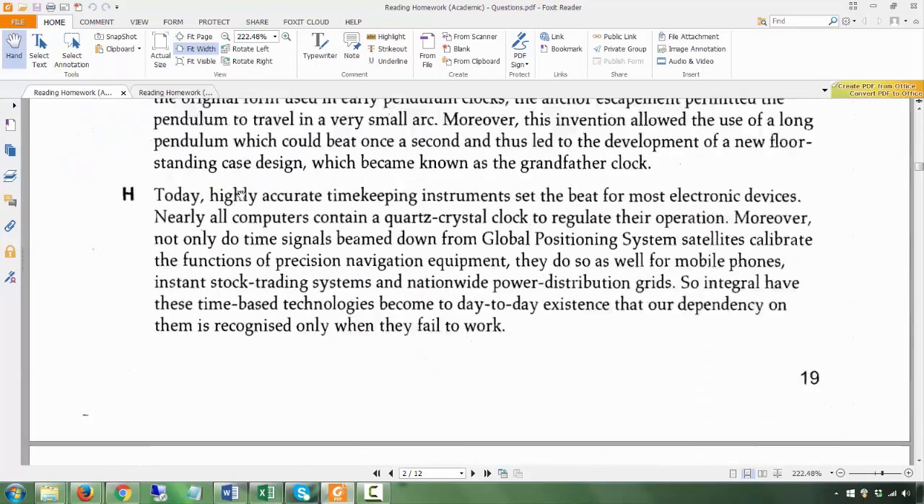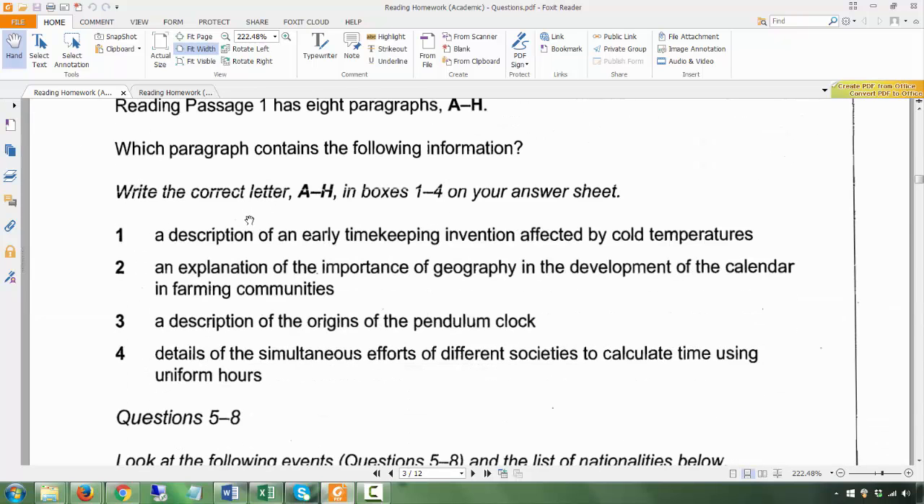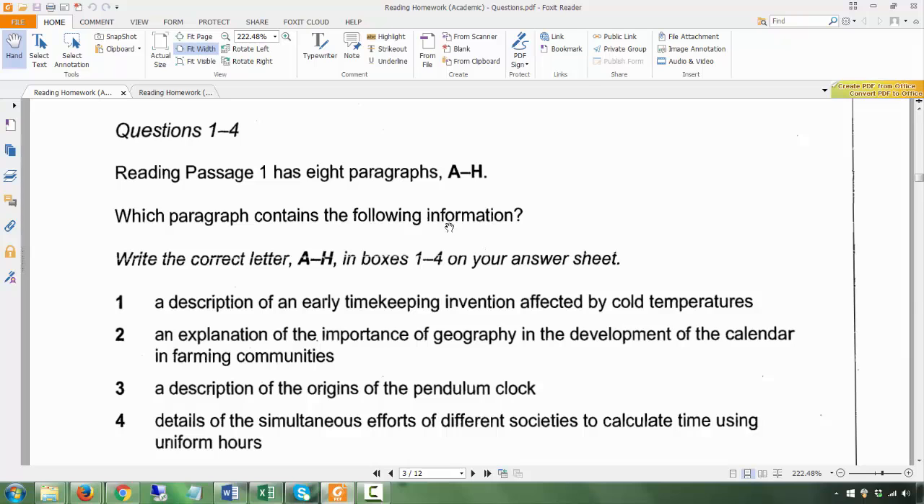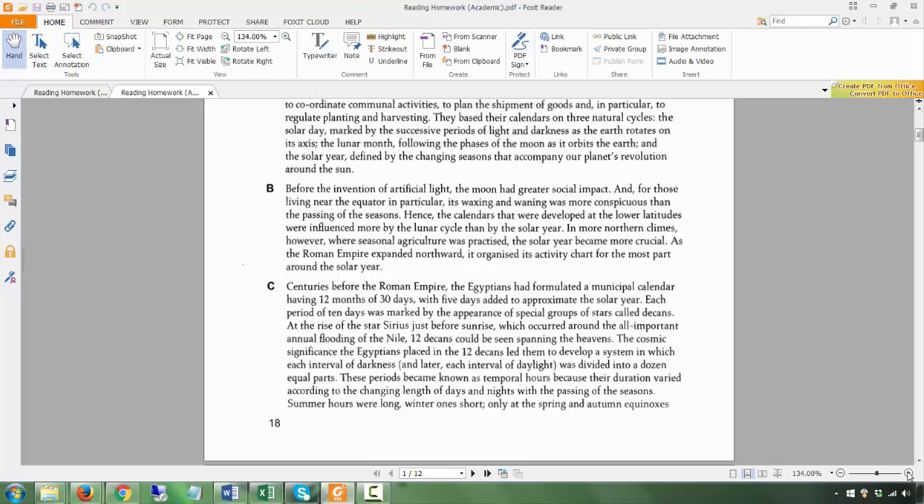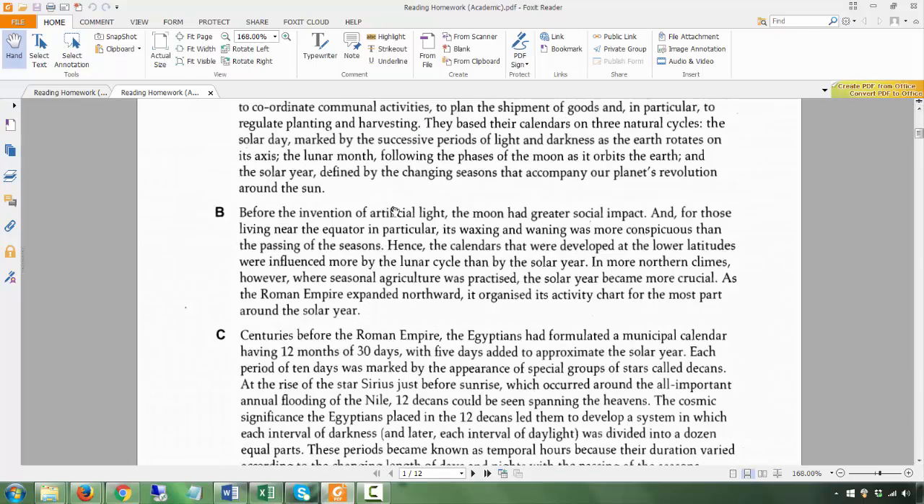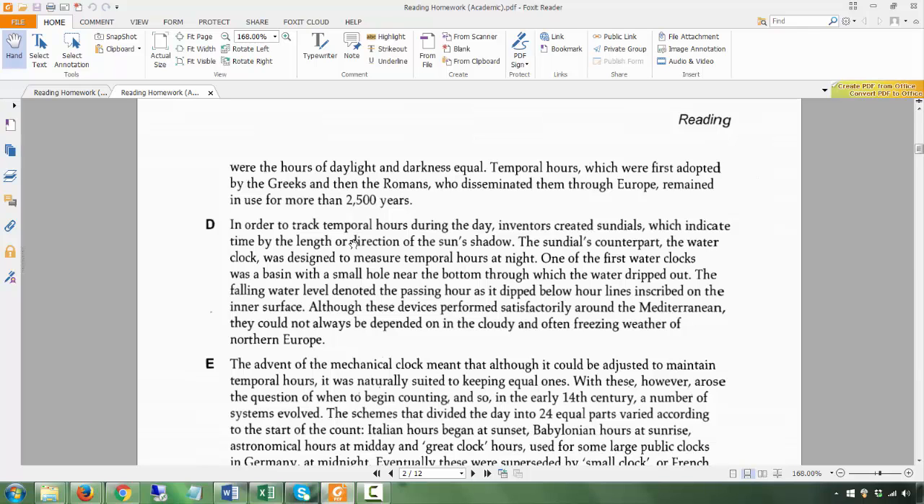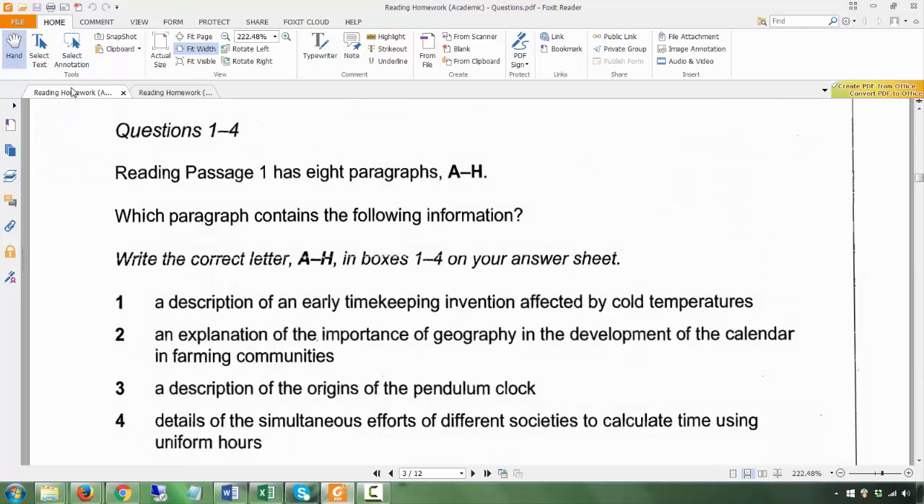Question 1. Alright, so you are basically matching information. The following information is in which paragraph, basically, they're asking you, okay? So, a description of an early timekeeping invention affected by cold temperatures. This is basically in paragraph D, all right? Let's go back to the question again. A description of an early timekeeping invention affected by cold temperatures.